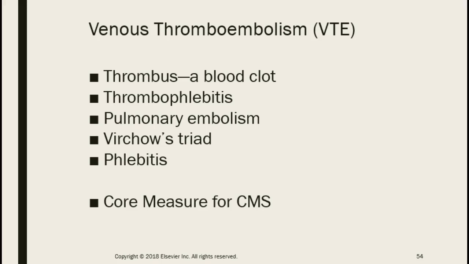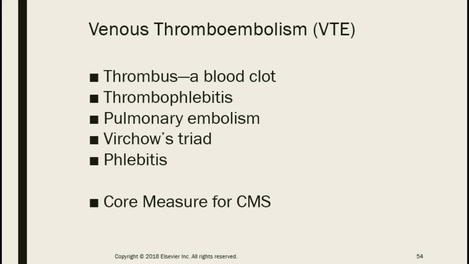And then Virchow's triad is 3 things that when we understand them, they are the hypercoagulability, venous stasis, and injury to the vessel wall. And they provide a model for understanding many of the risk factors that lead to the development of a VTE. So when we have those 3 things happening, we know that patients have that increased risk for a VTE. So those 3 were injury to the vessel wall, venous stasis, and the hypercoagulability.